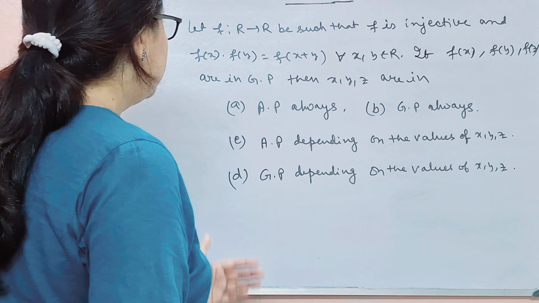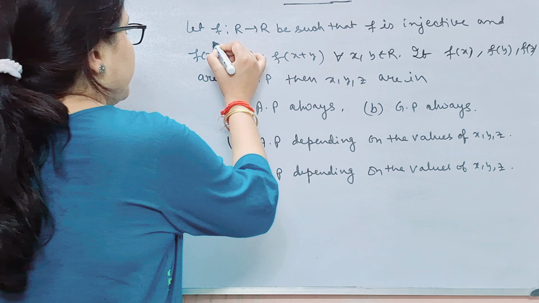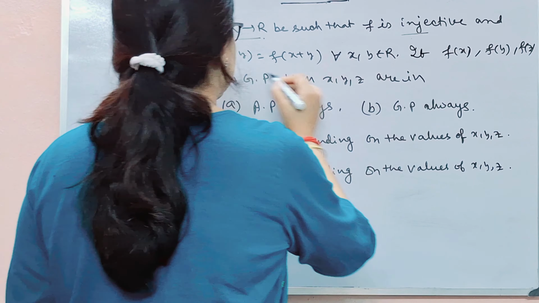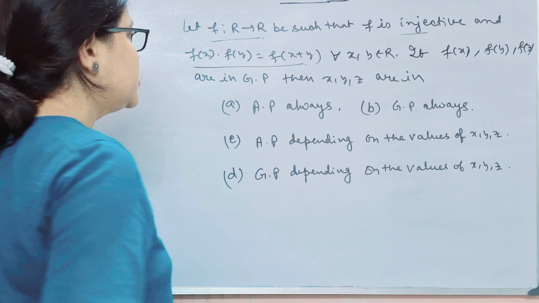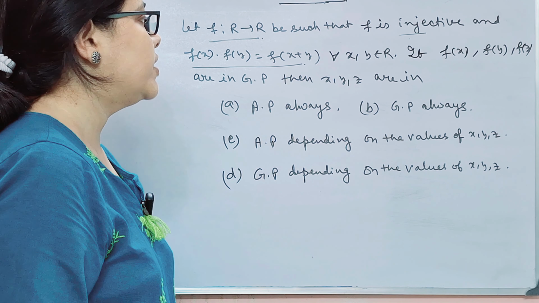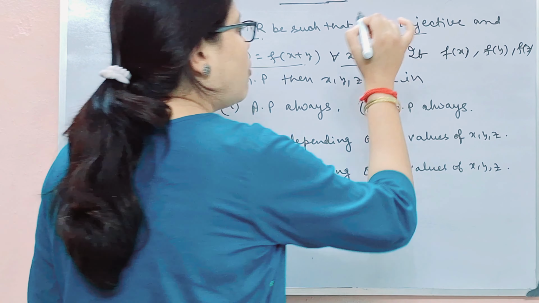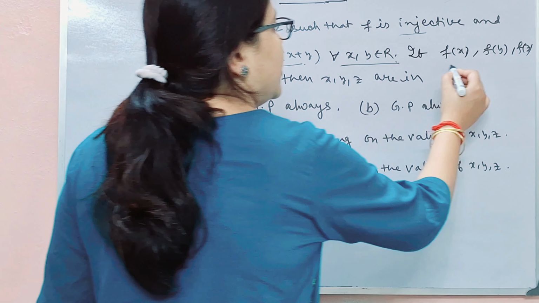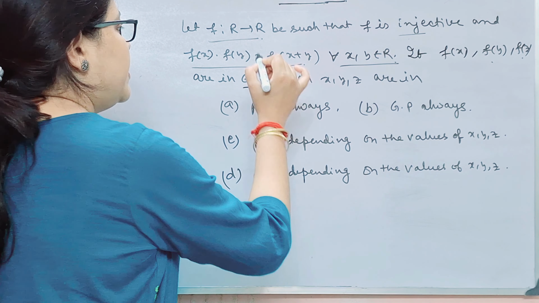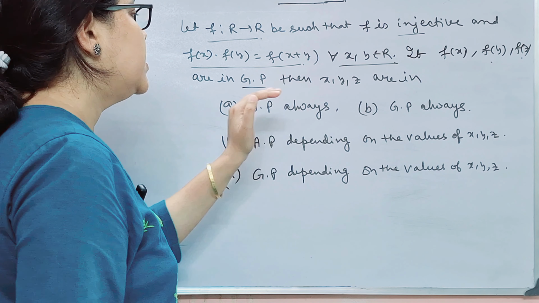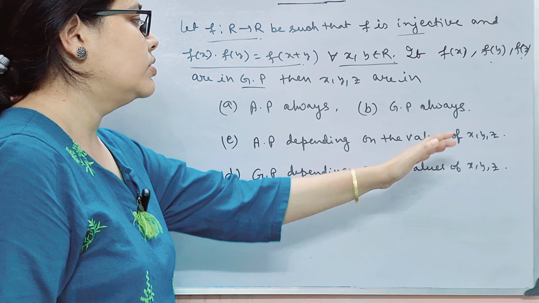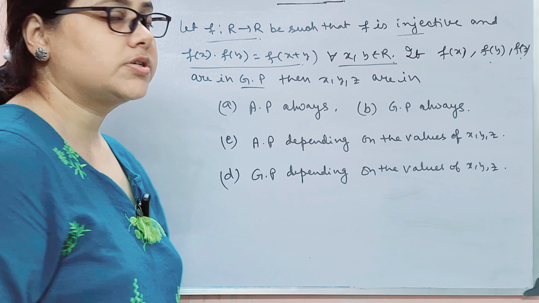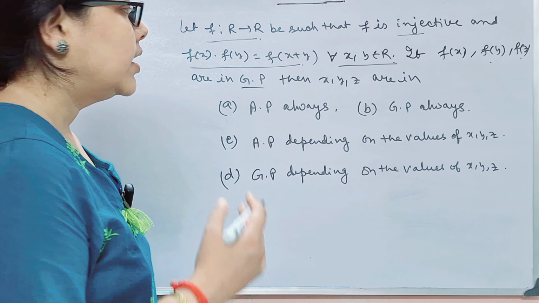Let's come to the third problem. f is a mapping from the set of real numbers to the set of real numbers such that f is injective, and this relation holds: f(x) times f(y) equals f(x plus y), for all x, y belonging to R. If f(x), f(y), f(z) are in GP, then x, y, z are in AP, or GP, or AP or GP depending on the values of x, y, z. These are the four options, and you have to find out the correct option.